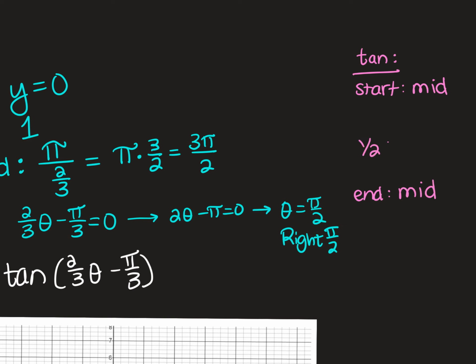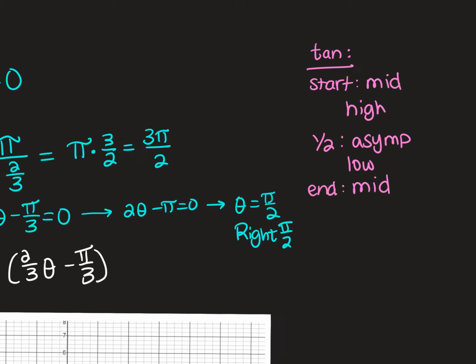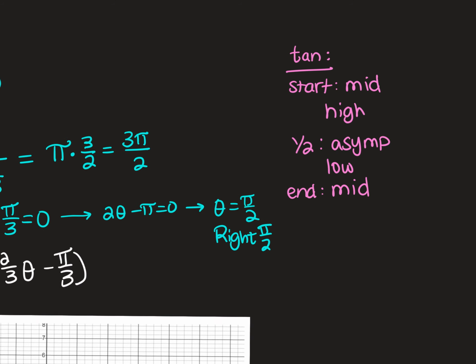Halfway through, what are we going to have? So halfway between the midline and the midline, beginning and end, do you remember what it is? Asymptote. Good. And then here's the thing. The first half of the period, we're going to see it go up to its highest point. The second half of the period, we're going to see it go down to its lowest point. Now this time, all of that happens in a span of 3 pi over 2. So the entire cycle takes 3 pi over 2 units to happen.